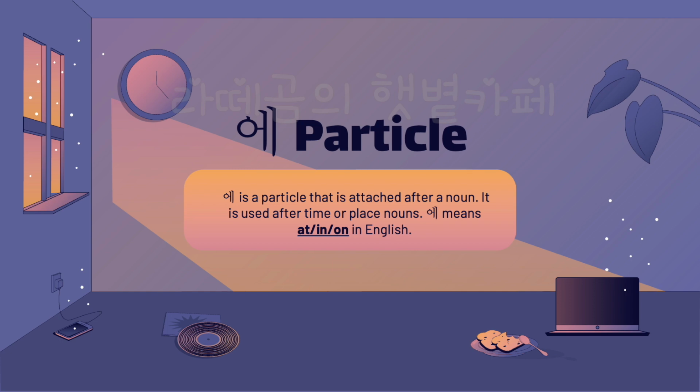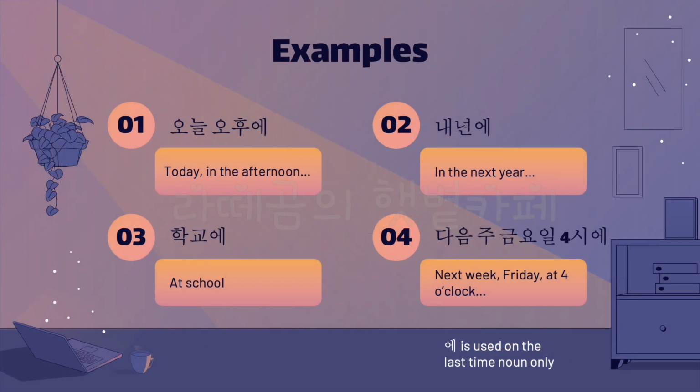So 에 is a particle that's attached after a noun. It's used after a time or a place. It just means at, on, or in English. So first, let's take a look at some examples of how to use it.